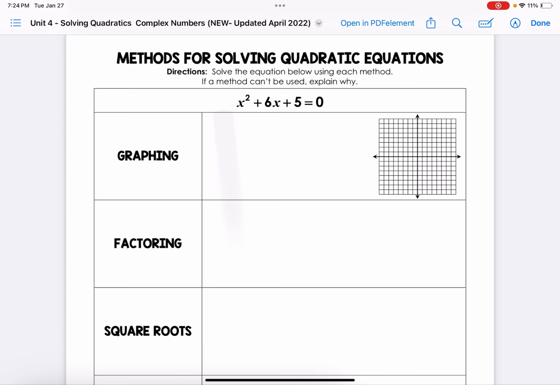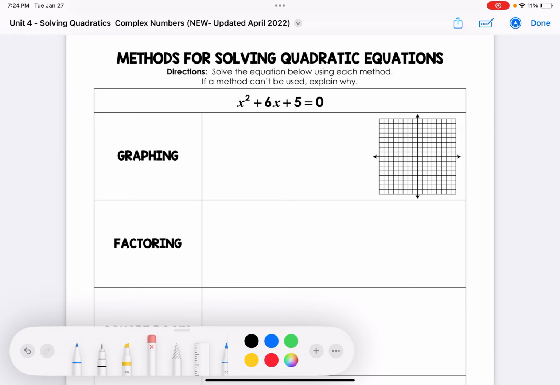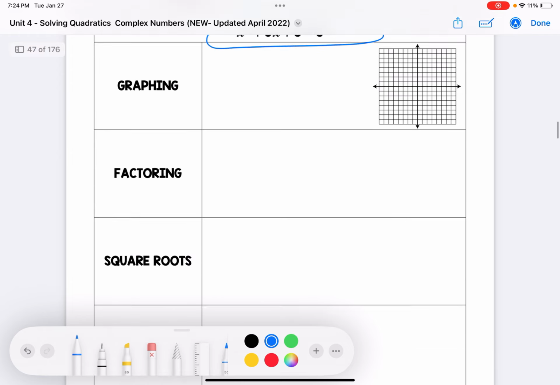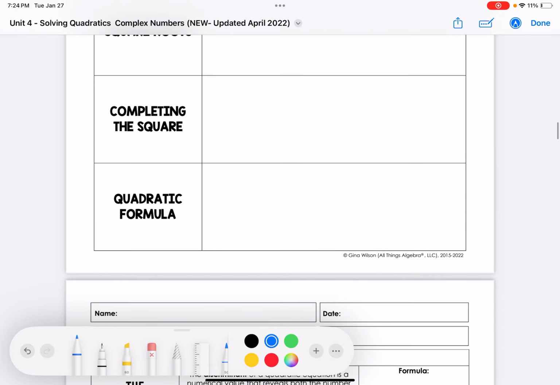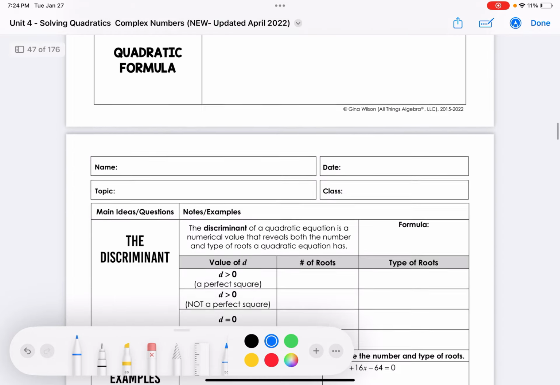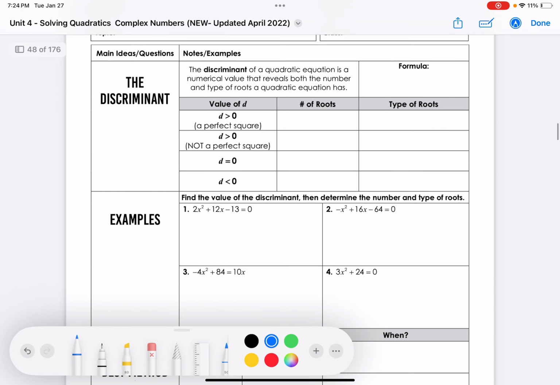What you're going to do is look at this equation here, x squared plus 6x plus 5, and solve it by each of these 5 methods that we have learned about. If you want to do that, you can, and turn it in when we come back to school. If not, then let's move along.